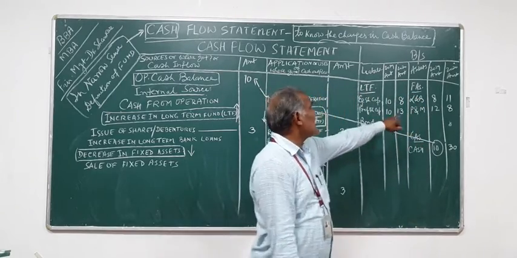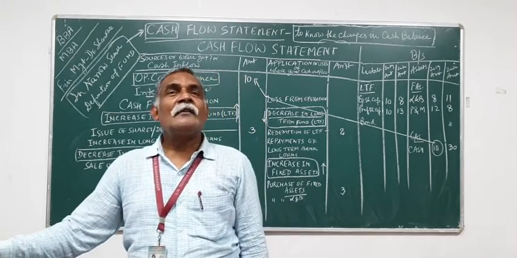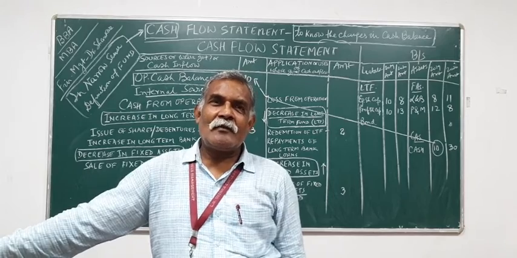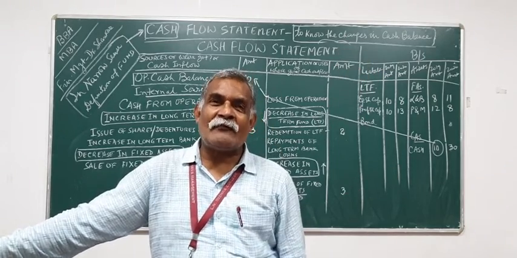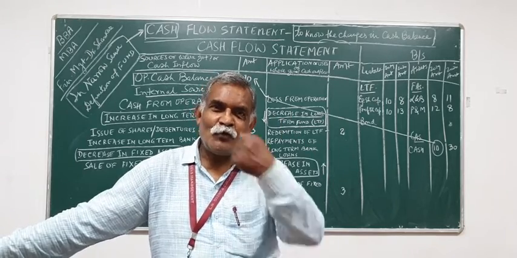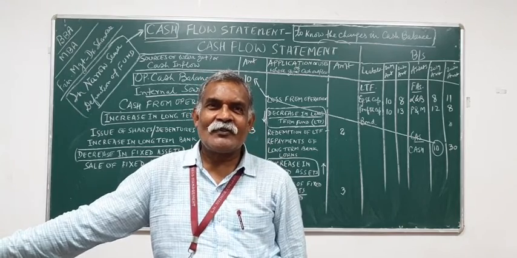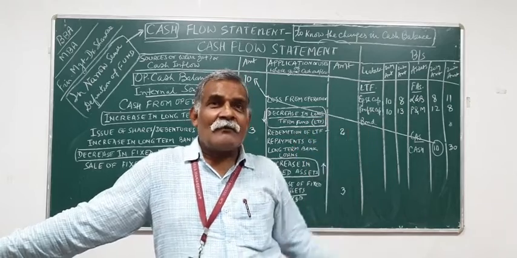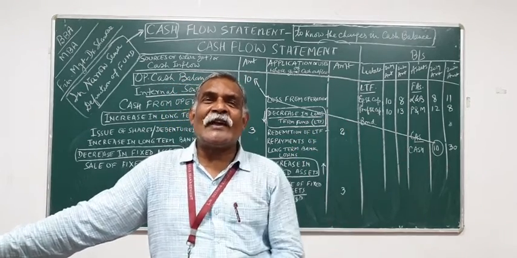Now, plant and machinery, 12 to 8. Earlier you had plant of 12 rupees, each plant 1 rupee, 12 plants, 12 rupees. Now how much plant do you have? 8 plants. Where have the 4 plants gone? You sold them. What will you get? Cash. So which side should you write the decrease of plant and machinery, on application or source side? Source side.